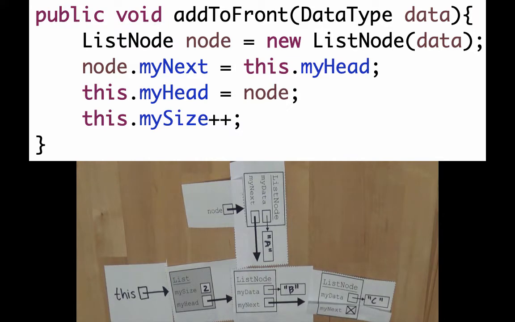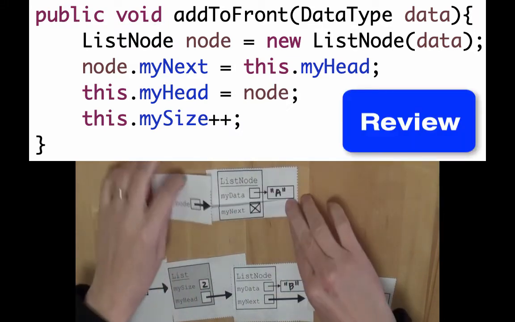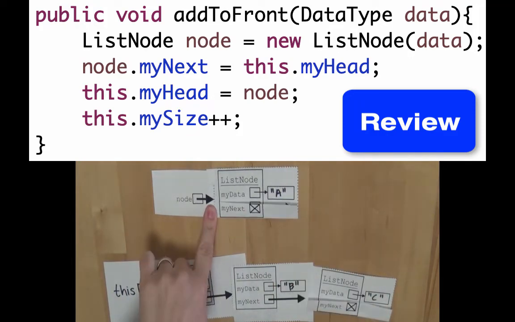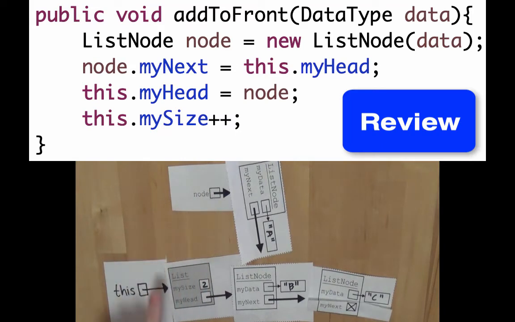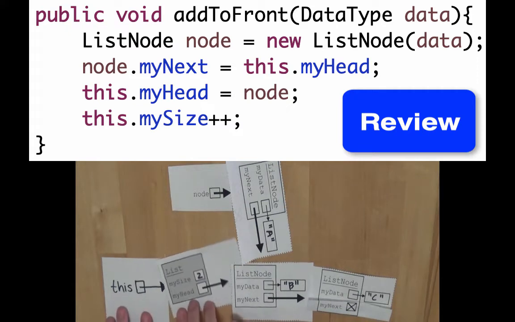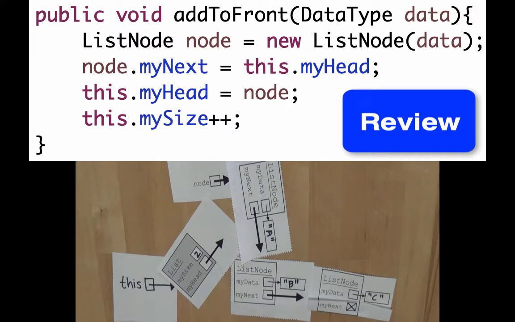And I can do that at the beginning of the method or at the end. So the steps are: creating a new list node and giving it the variable named node, and then setting its myNext to point to whatever this.myHead pointed to, and then setting this.myHead to point to that list node, and finally updating size.